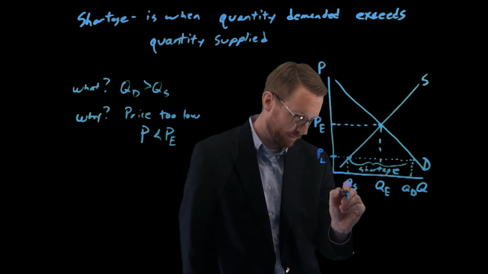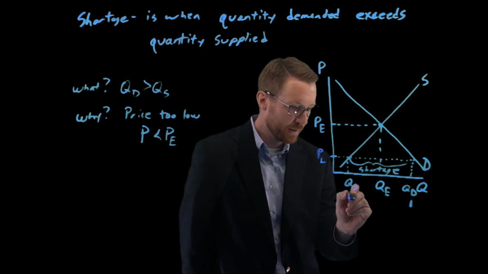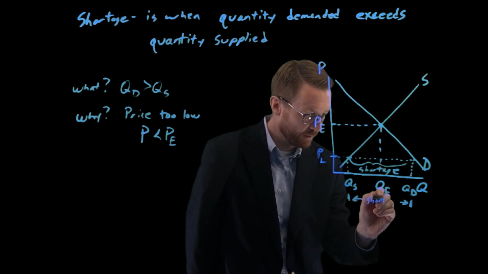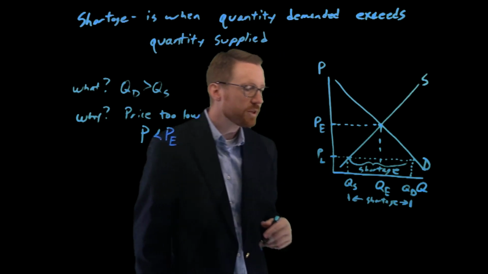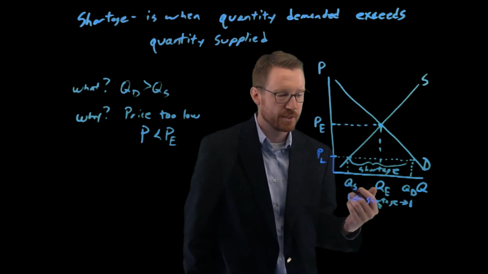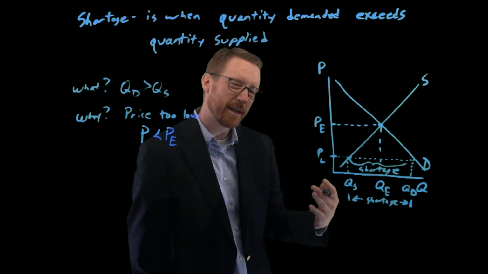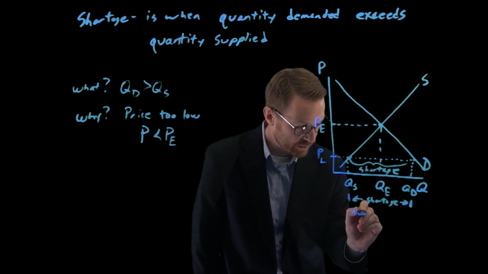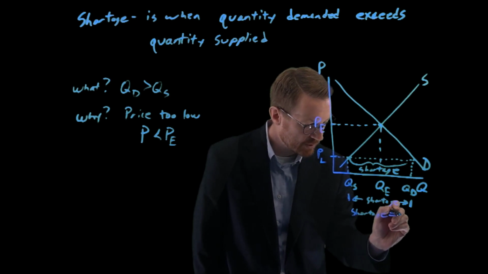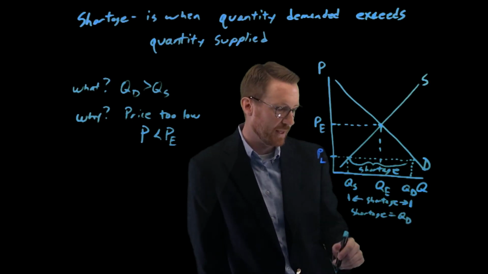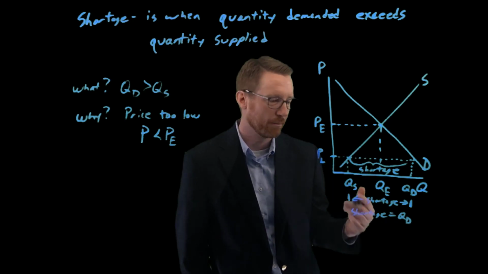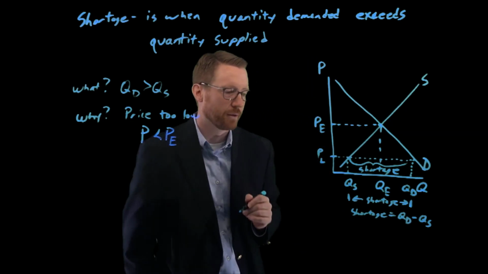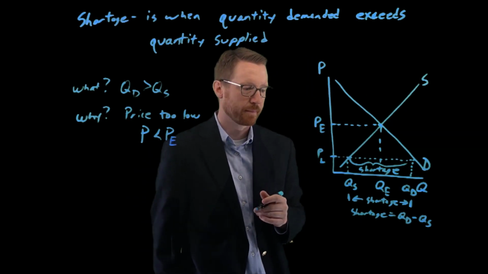Or said another way, if we think about these quantities, there's our shortage. So how large of a shortage is it? How many short are we? Well, it's how many buyers want to buy. So our shortage is equal to the quantity demanded, how many people are in the parking lot at Black Friday, minus how many televisions are available, the quantity supplied.